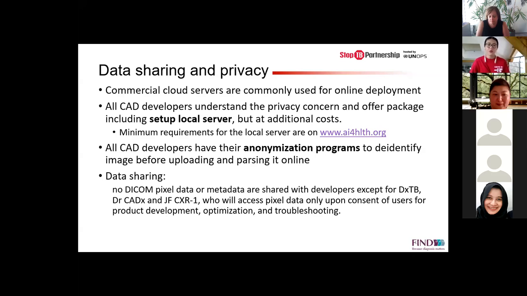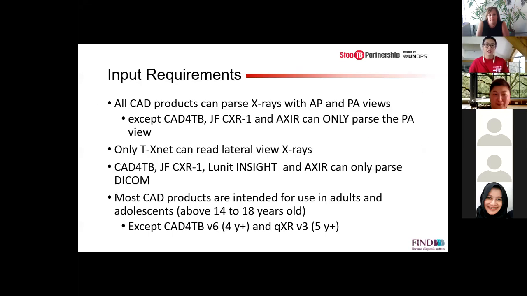When it comes to data sharing, pretty much no company that we have contacted shares any DICOM pixel data or metadata, with a few exceptions. But they all mentioned that the data sharing will be only upon consent from the user and will be used for product development, optimization, and troubleshooting.